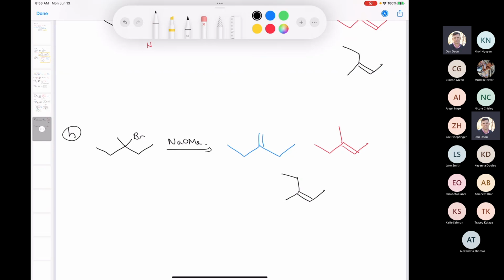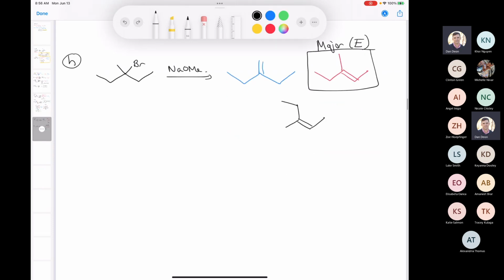If I have an unhindered base like sodium methoxide, in this case this one is going to be the major product. This one here would be the major product, okay? Even though it's cis, it's less hindered. This one would be the less hindered because it is the E product. Okay, this is the largest group on those sides. And so that would be the major product here.